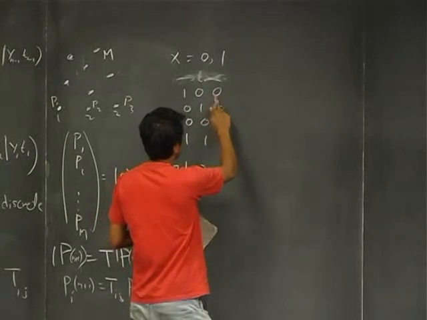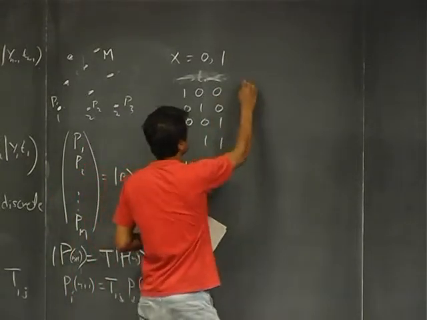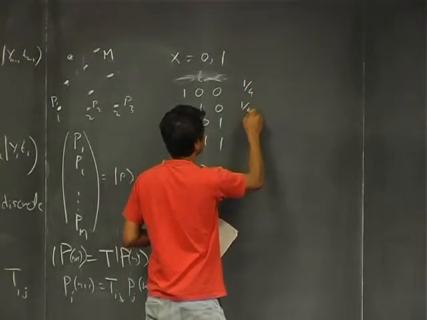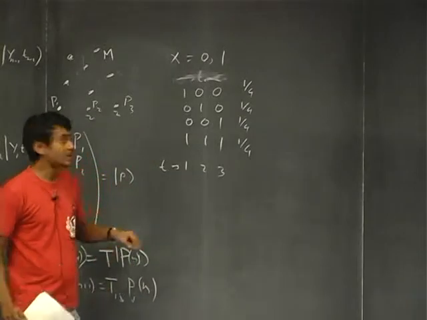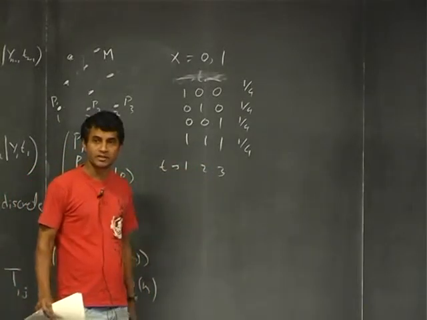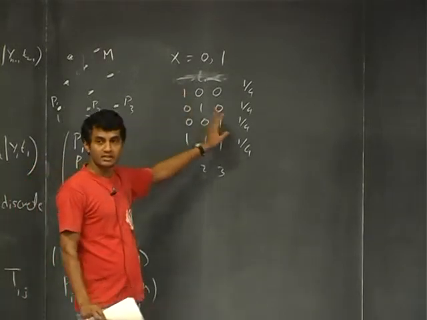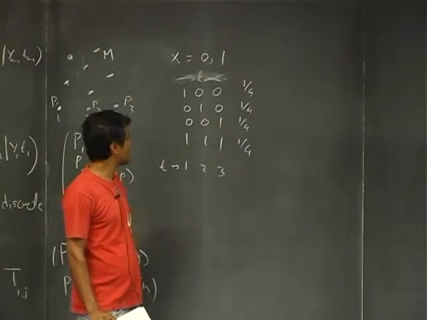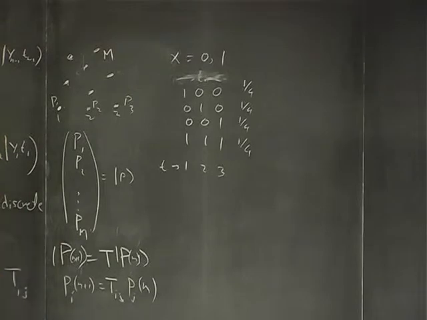Now supposing I specify the process by saying that this sequence occurs with probability 1/4, this is 1/4, this is 1/4, and this is 1/4. All the other sequences don't occur; I don't allow them, they occur with probability 0. Now it's easy to check that, given this rule for the stochastic process, this condition is satisfied.